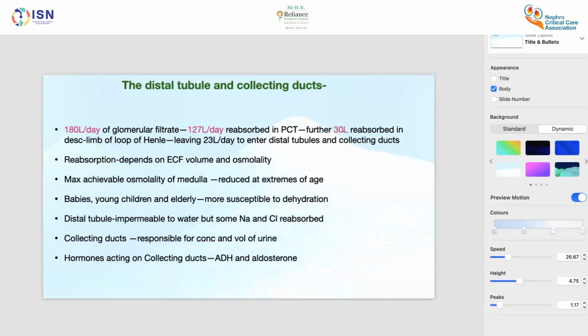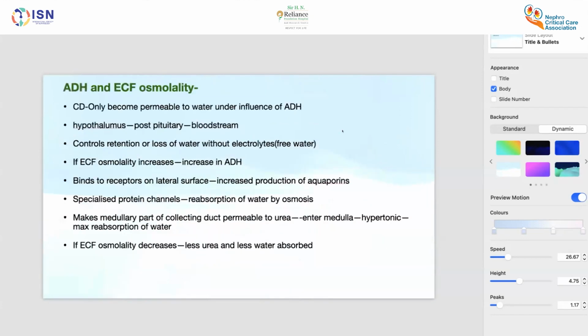The hormones acting on the collecting ducts for reabsorption are ADH and aldosterone. First, the antidiuretic hormone and extracellular fluid osmolality. Collecting ducts only become permeable to water under the influence of ADH. ADH is secreted by the hypothalamus, then from the posterior pituitary it comes into the bloodstream. It controls the retention or loss of water without electrolytes, that is, free water.